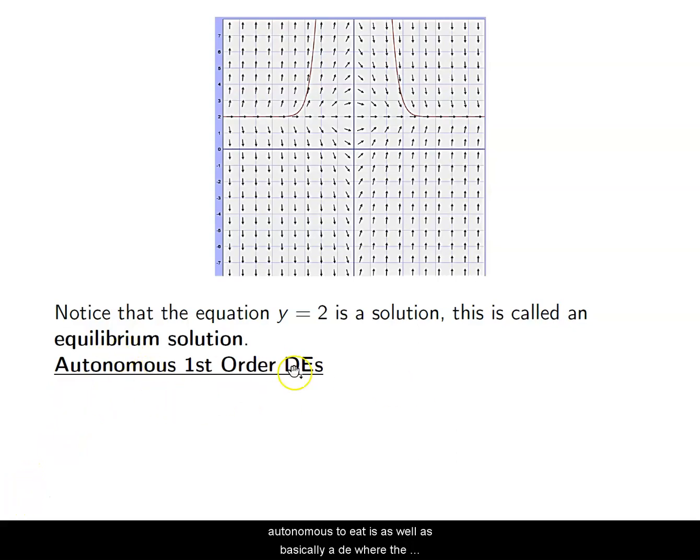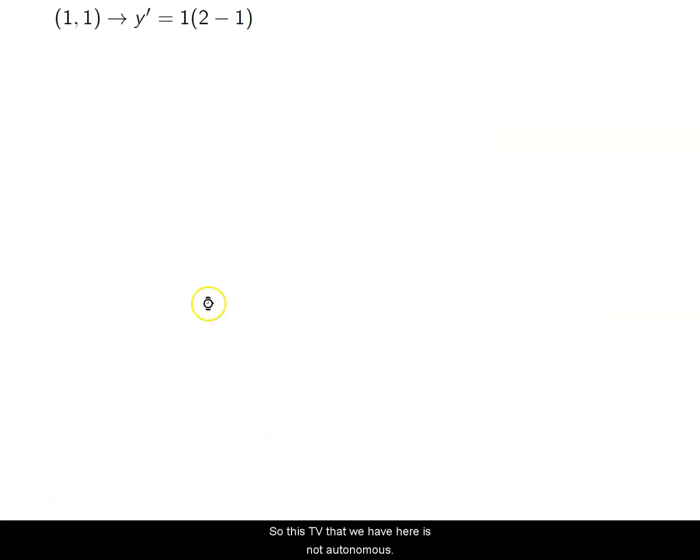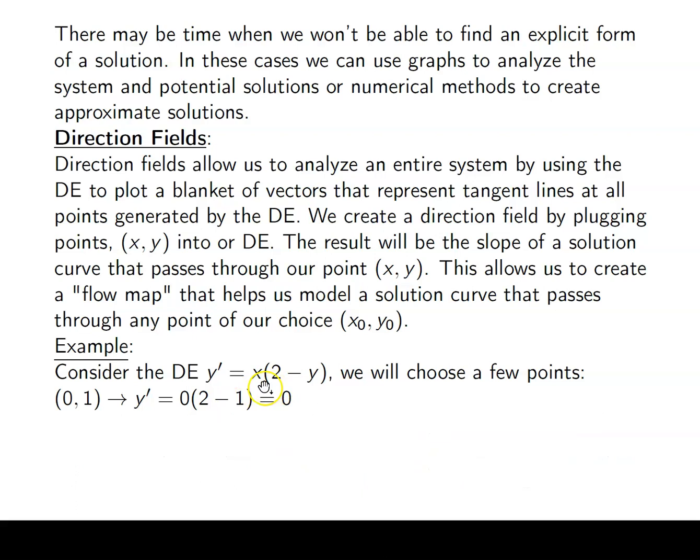So an autonomous DE is basically a DE where the independent variable does not show up. Okay. So this DE that we have here is not autonomous because it has x in the equation, right? We're going back real quick besides the autonomous portion of this. If you notice, if y equals 2, I will always have a horizontal line here. So that's one way to see that that's an equilibrium point here, because it makes the slope 0 always. But back to what I was saying, this is not an autonomous equation because the independent variable is present in the equation itself, right?